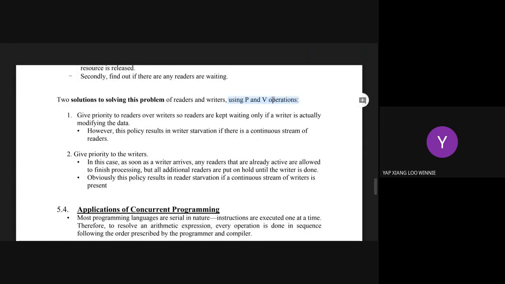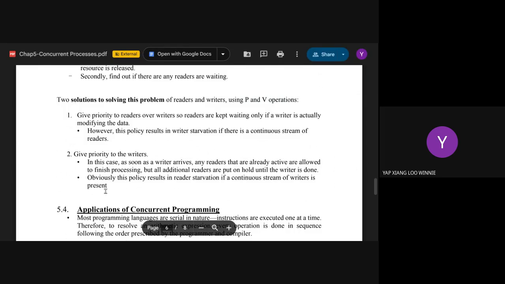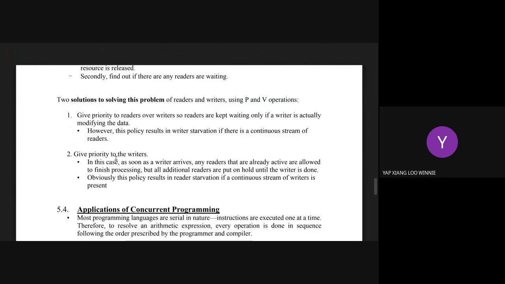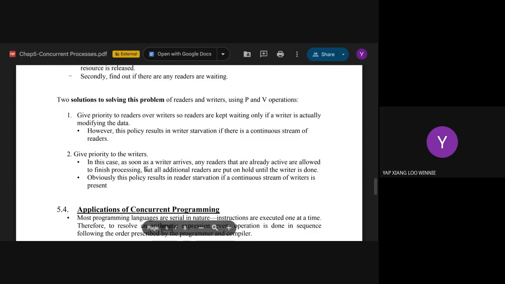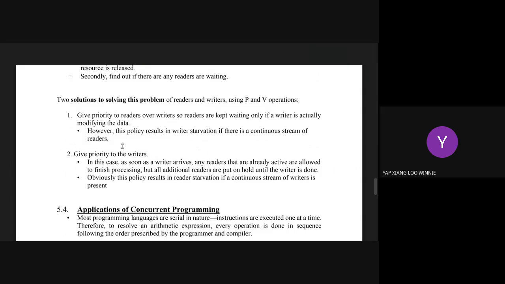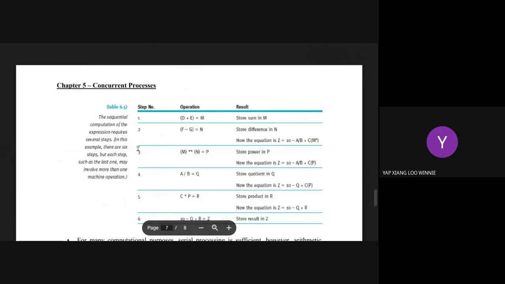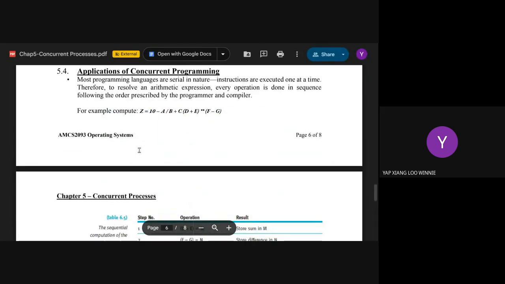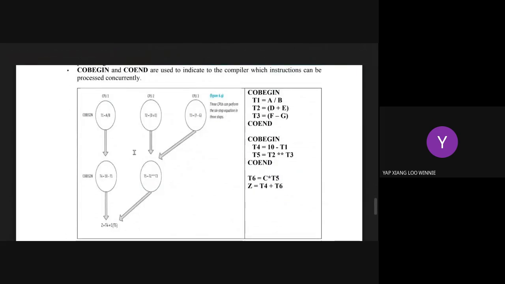To solve the cooperation and mutual exclusion, you can use P and V. This one is much easier compared to the semaphore that you have known. It's just you giving priority to either side. If you give priority to readers, when there are readers, you ask them to read first and the writer has to wait. If you give priority to writers, you ask the writer to write first, and if there are any incoming readers, you ask them to wait. So that's what happened.